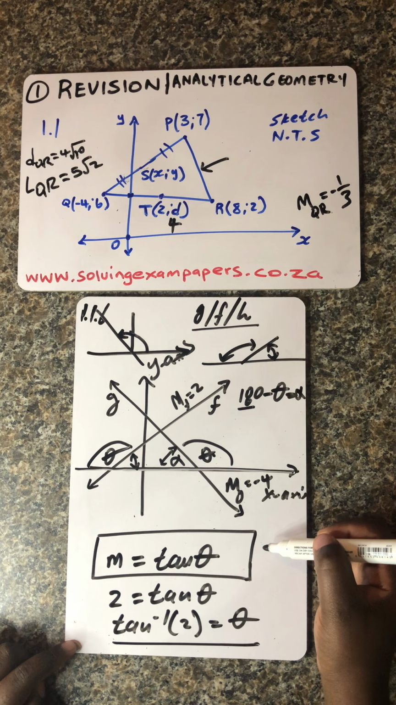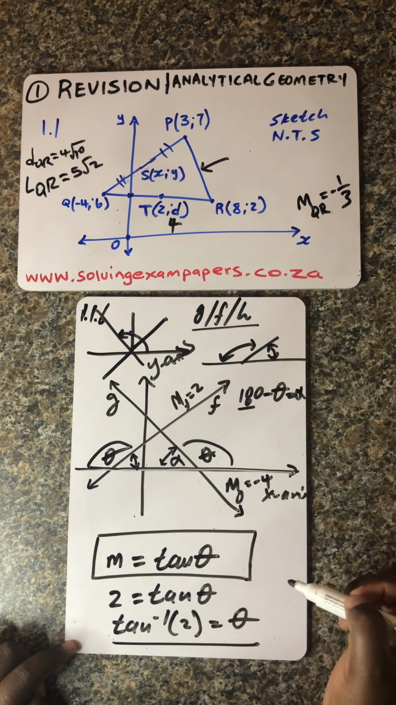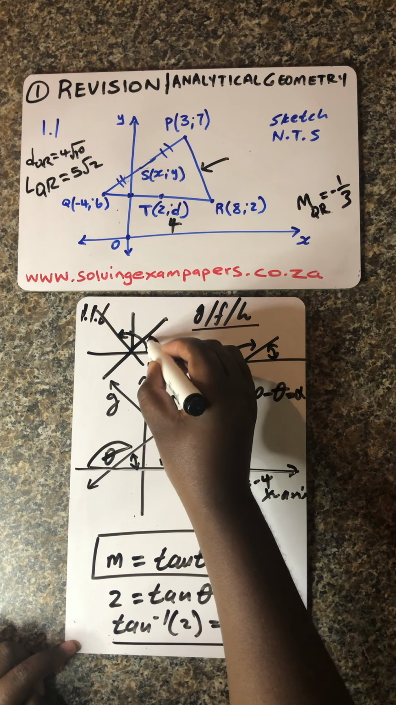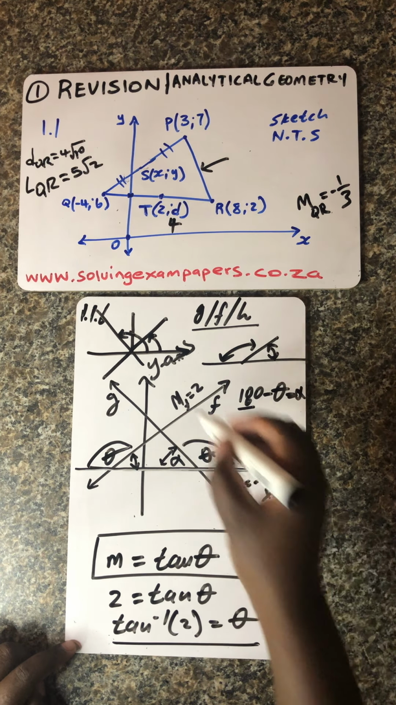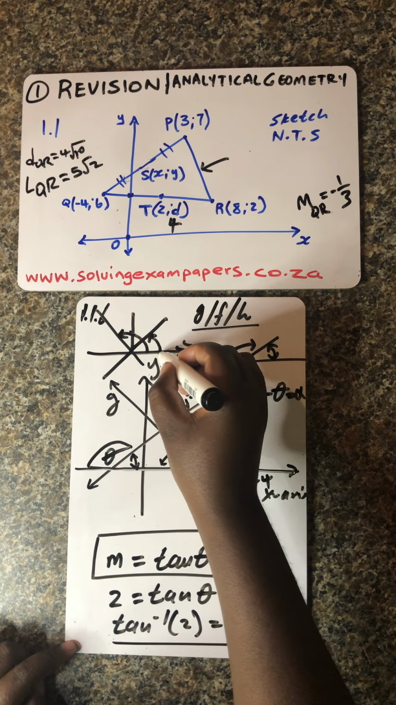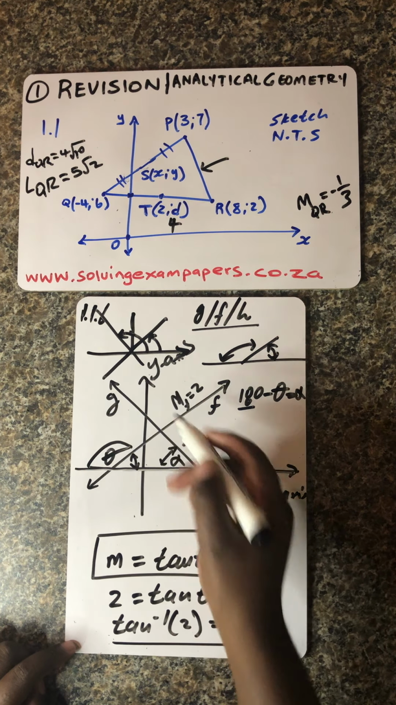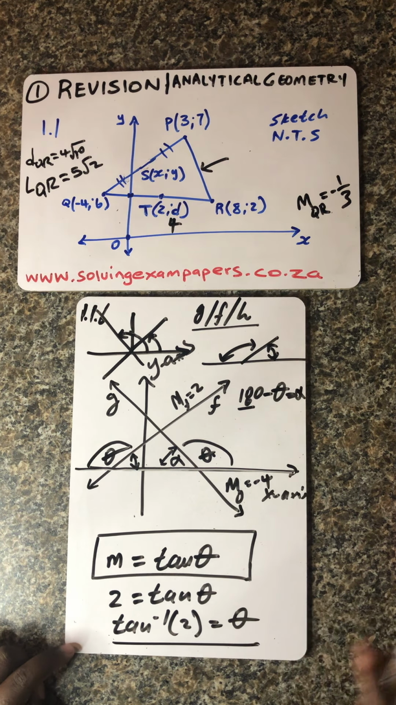Very, very much important, ladies and gentlemen. Otherwise, if I've got a line like that, obviously this angle, you can see, is less than 90. But if it's an angle that crosses this line, you know it has to be greater than 90. If it's not, it's obviously less than 90.